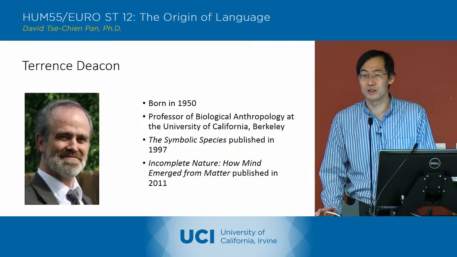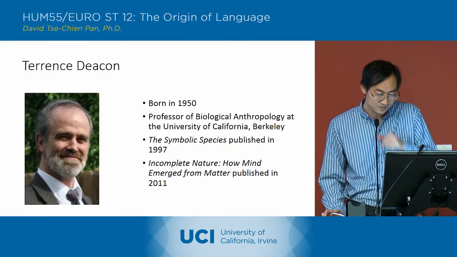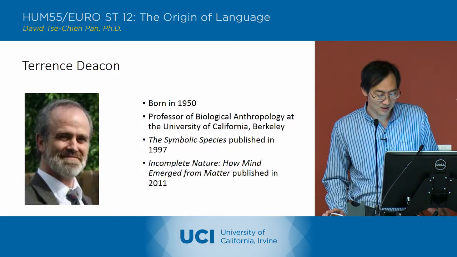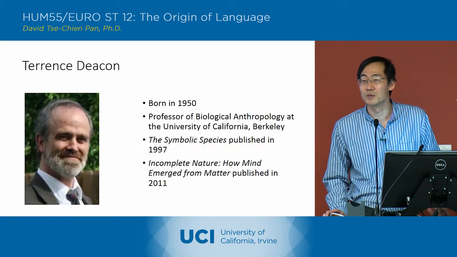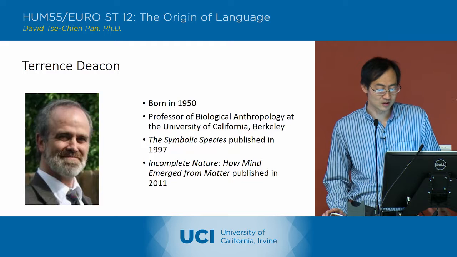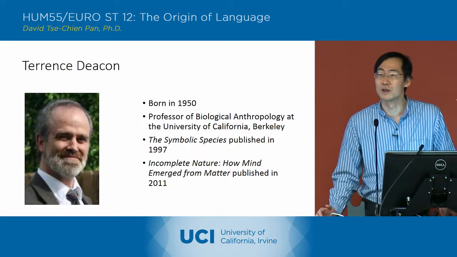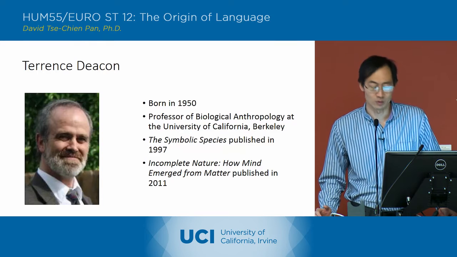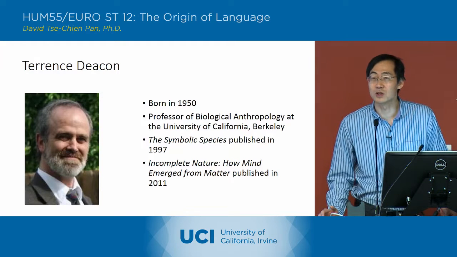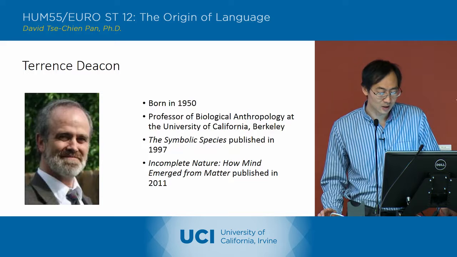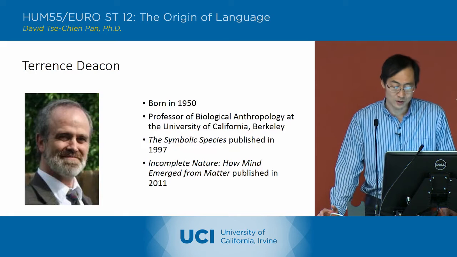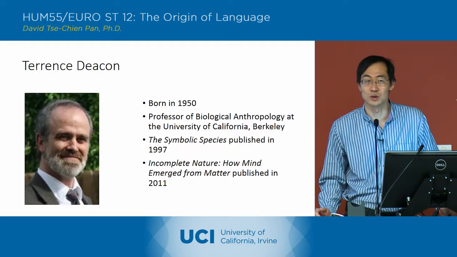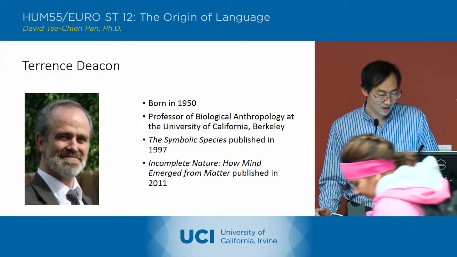He is still working at UC Berkeley right now, and published Symbolic Species in 1997. And I think that since then, this is really one of the main books to look to on discussions of the origin of language. He also published another book in 2011, Incomplete Nature, that talks about the emergence of mind from matter and the difference between mind and matter.